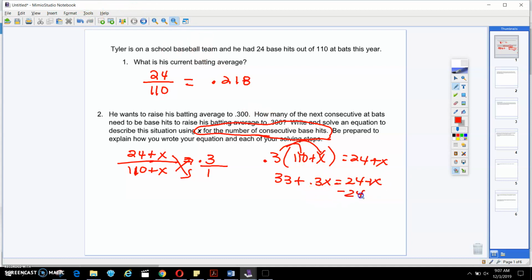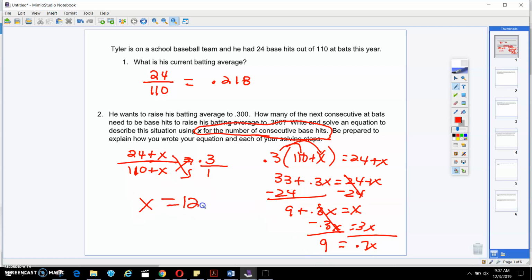We're going to subtract 24 from both sides. That's going to give us 9 plus 0.3x equals x. We're going to subtract 0.3x from both sides. And that's going to give us 0.7x on this side and 9 on this side. The last thing that we'll do is divide by 0.7 on both sides. And that's going to give me 12.86.